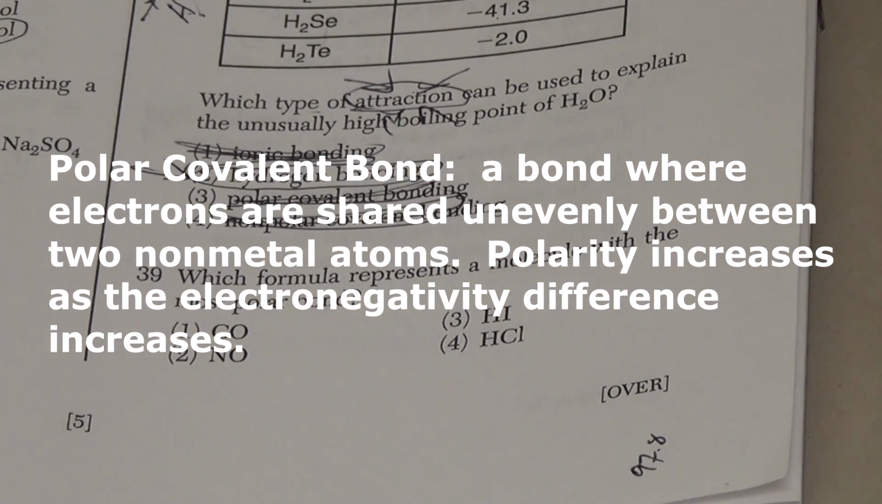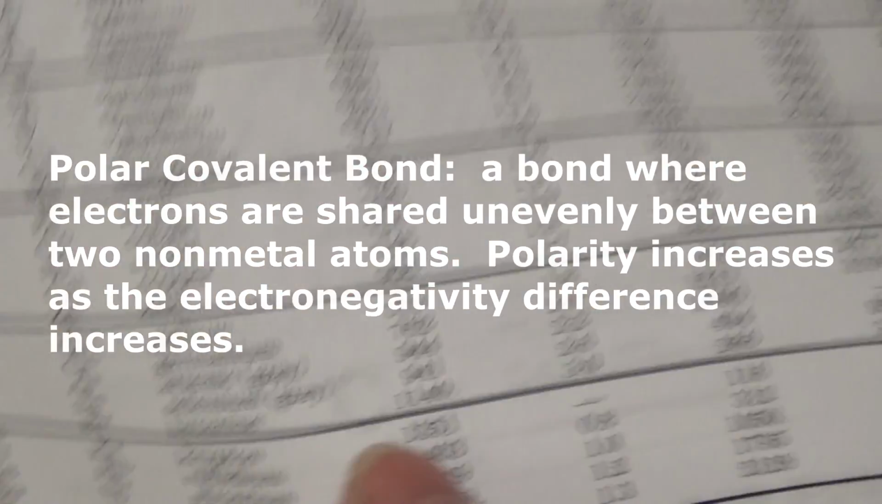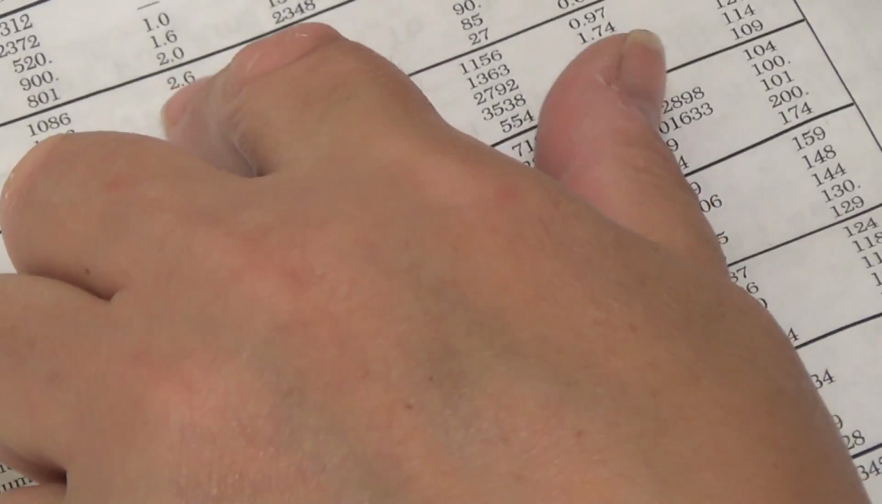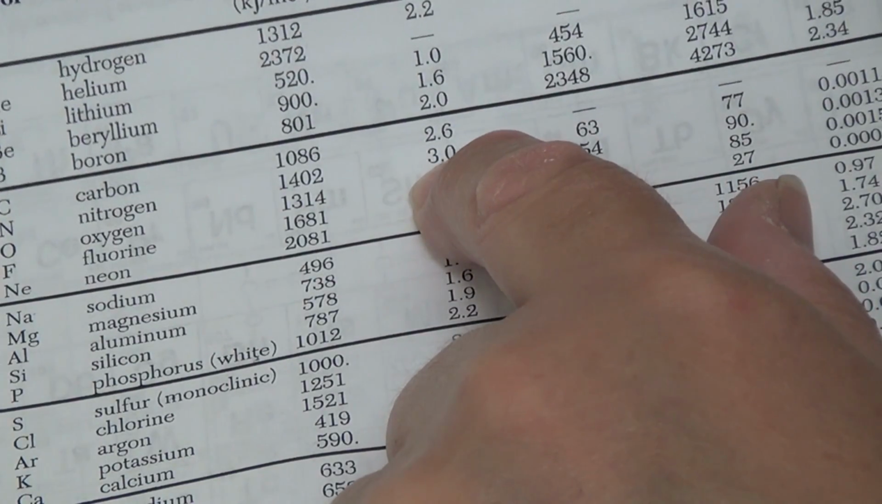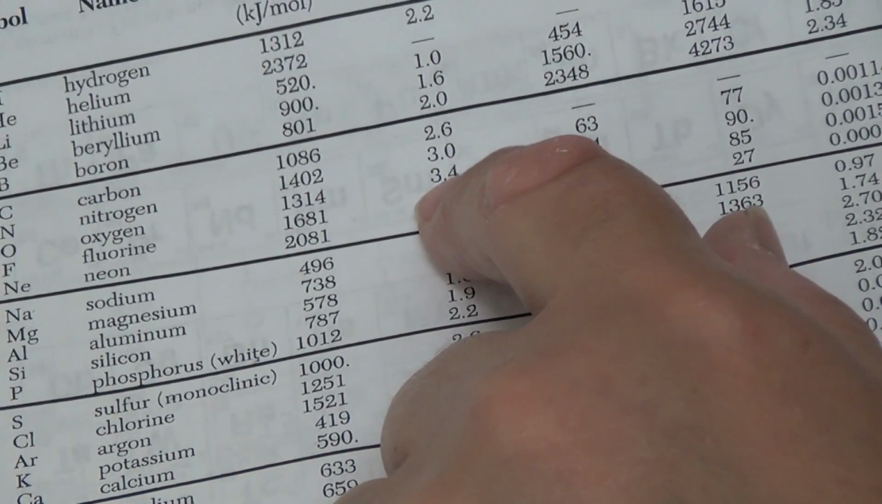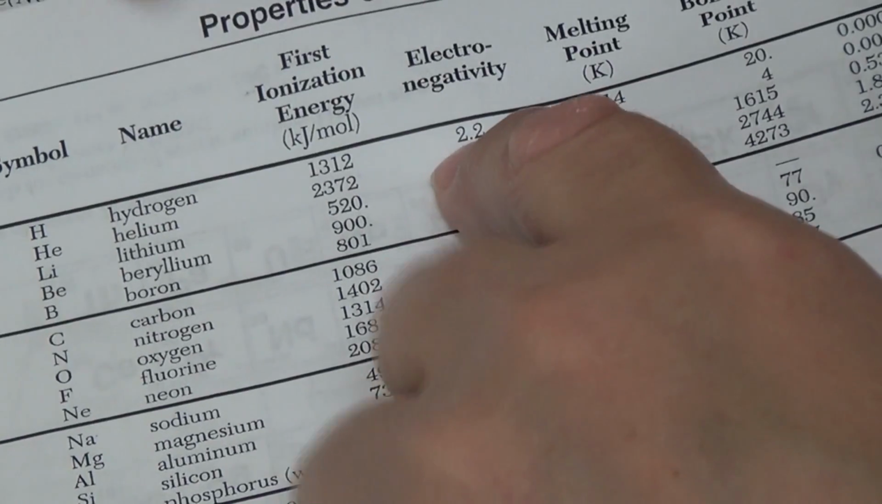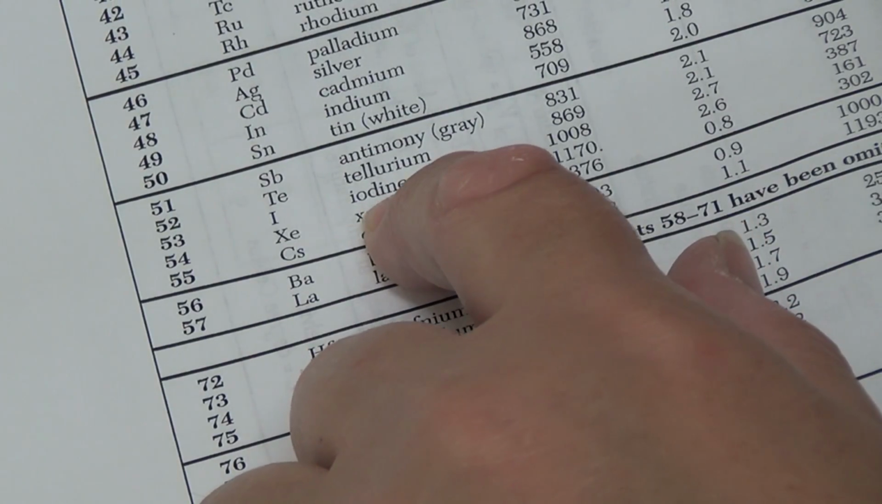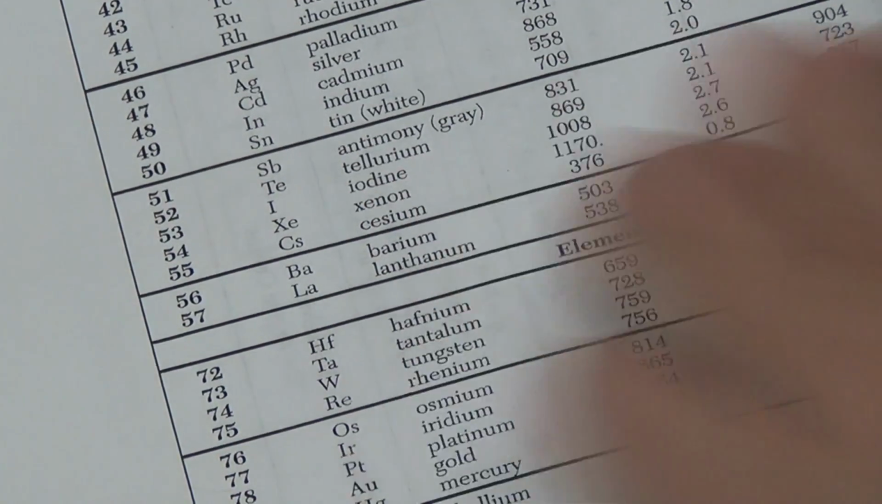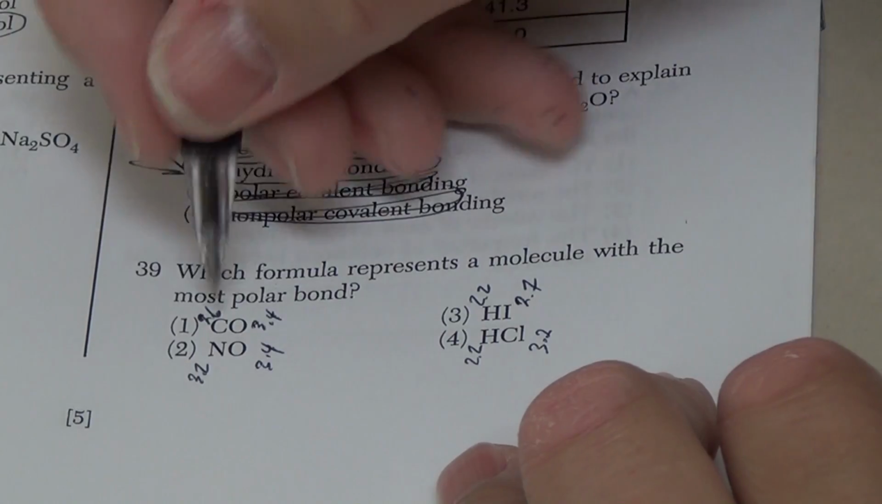We have carbon, oxygen, nitrogen. Let's start with that. Carbon is 2.6, nitrogen is 3.0, oxygen is 3.4, hydrogen is 2.2, and chlorine is 3.2, and iodine is 2.7. So let's subtract these numbers.